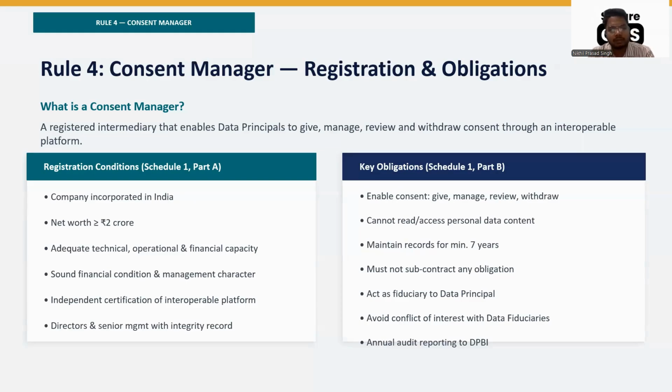For a consent manager to be registered, there are some requirements. First of all, it has to be an Indian entity. It cannot be a foreign entity, and even the data protection officer in particular companies cannot be a foreign entity. It has to be a registered entity in India. Second, the net worth has to be above 2 crore. So if anyone wants to build a consent management platform, they cannot make it in a VPN. The net worth of your company or organization shall be more than 2 crores. Then you'll have to show that you have adequate technical, operational and financial capacity.